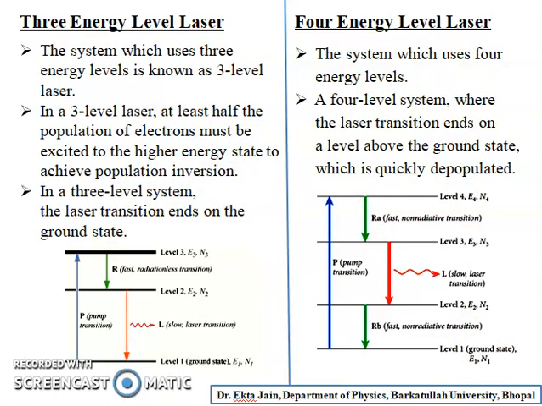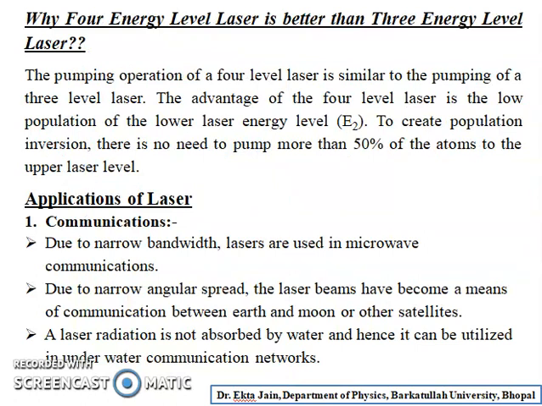An example of a 3 energy level laser is the ruby laser, while examples of 4 energy level lasers are the helium neon laser, carbon dioxide laser, argon laser, etc. Now we should move to the next slide. Obviously the 4 energy level laser is more advanced.